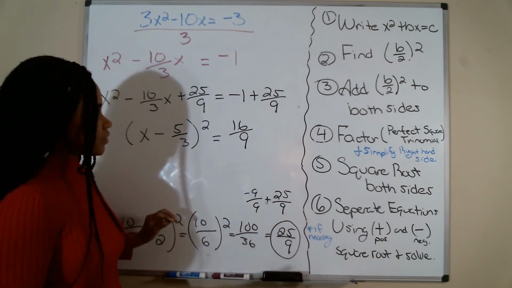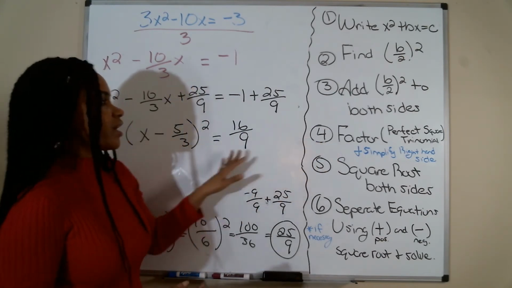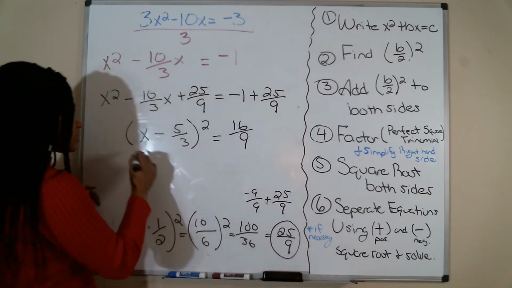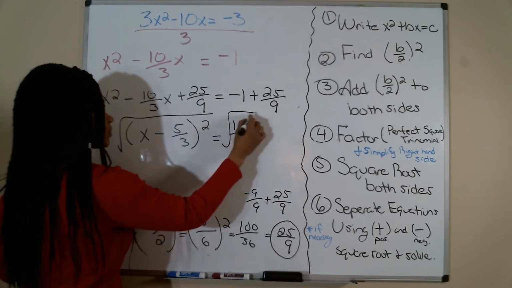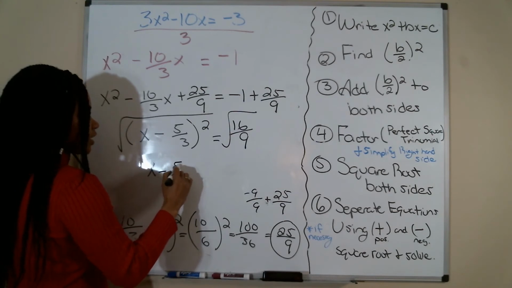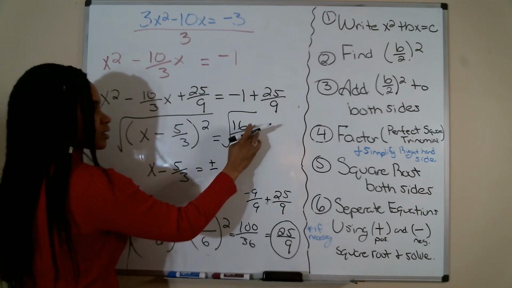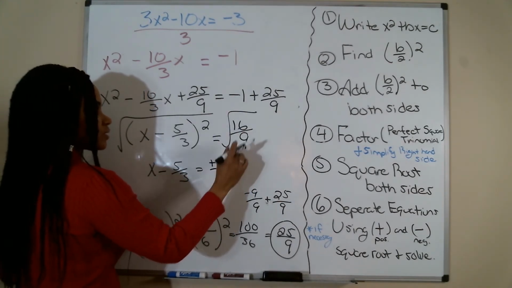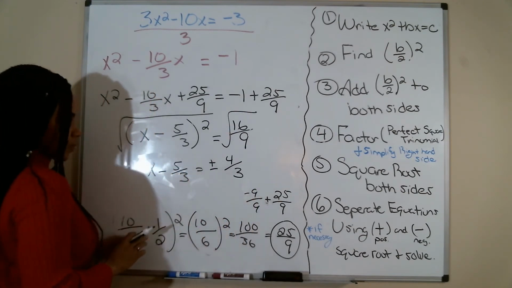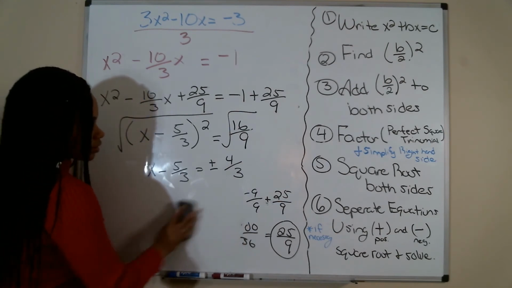All right, so I factored this side and I've simplified the right hand side. Now I want to take the square root of both sides. So take the square root, that 2 goes away, right? So I'm left with x minus 5 over 3 equals plus or minus 4 over 3. It's a perfect square. The square root of 16 is 4. The square root of 9 is 3. I'm going to run out of space here, so I'm going to just erase my work.